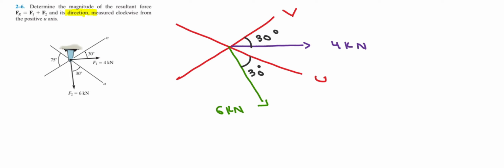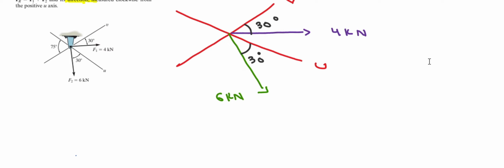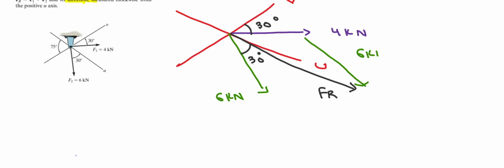Now our first step is to join the vectors, and for that we have to apply the head to tail rule here. Okay, so we have to put the tail of the 6 kilonewton on the head of the 4 kilonewton like this. And finally, if our given vectors are finished, then we have to join the tail of the first vector to the head of the last vector, so that this is our resultant force. This is Fr, and this is nothing but 6 kilonewton.